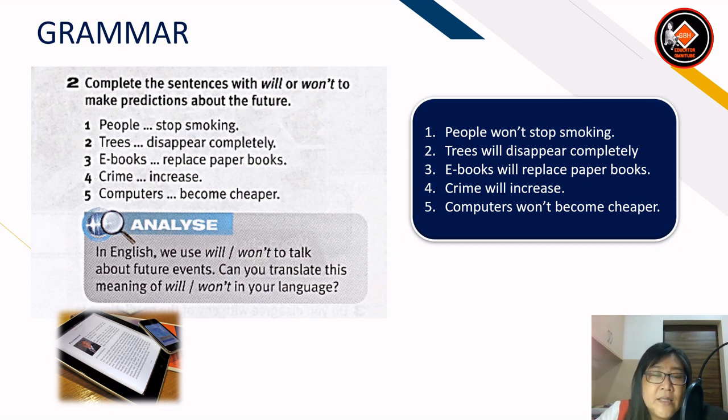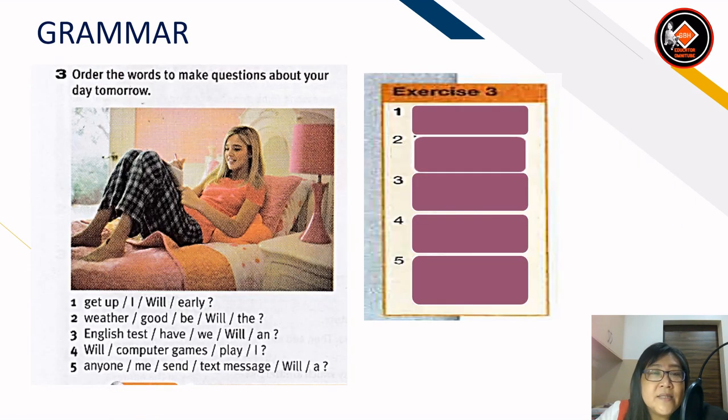So analyze. In English, we use will or won't to talk about future events. Can you translate this meaning of will or won't in your language? Now let's get to the next exercise.